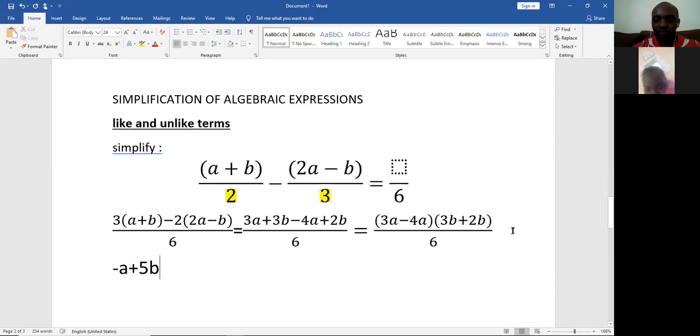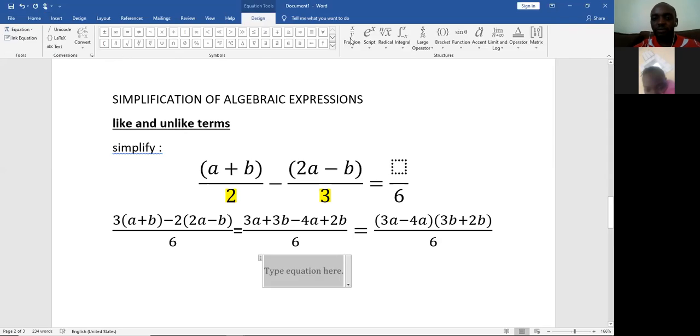So in short, let me enter here and then I put the right function. So 3a minus 4a, we have seen the answer is negative a. And then 3b plus 2b, the answer is plus 5b. And then here you say over 6. The answer is over 6.